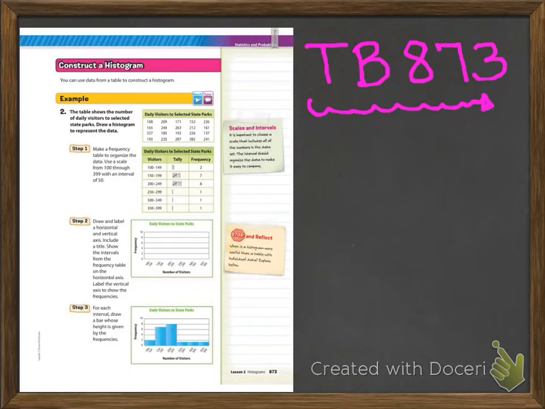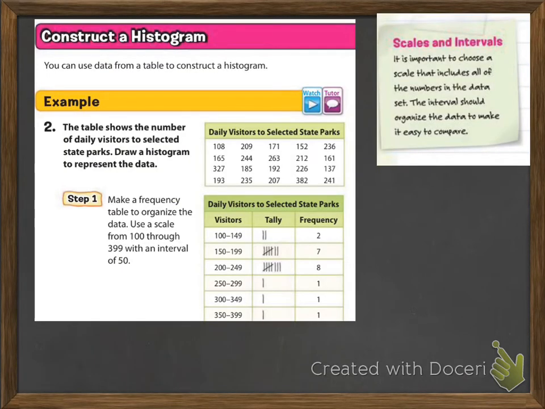Great, now you should be looking at construct a histogram. And remember, the word construct just means to make. Okay, so it says to construct a histogram, you can use data from a table to construct a histogram. So remember, again, this table up here at the top, what I called it before, this was our raw data. And again, it's raw data because it's not been organized into any fashion or intervals or anything like that yet. It's just the information as we were given it.